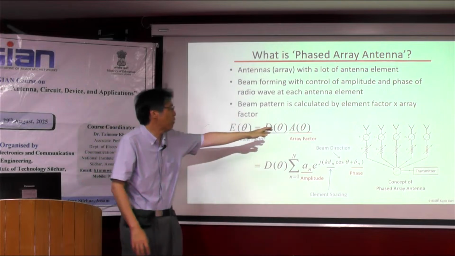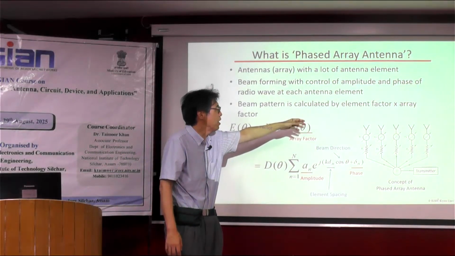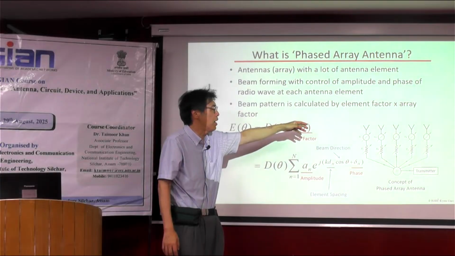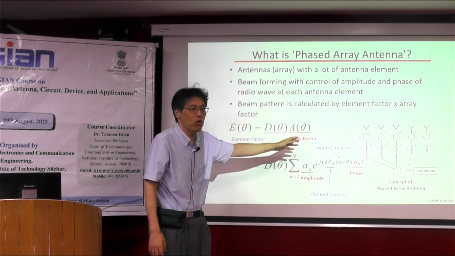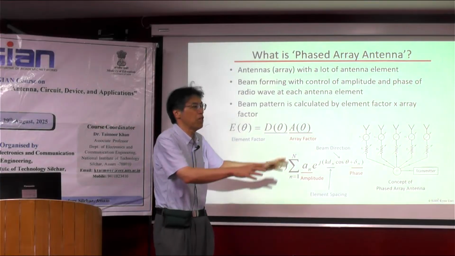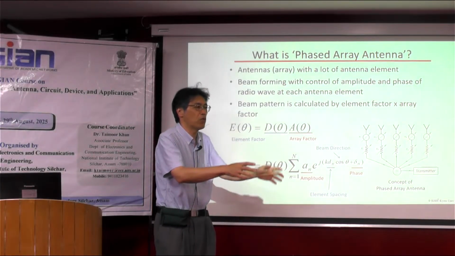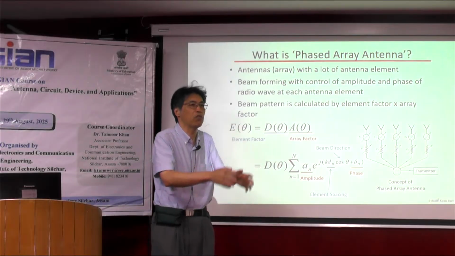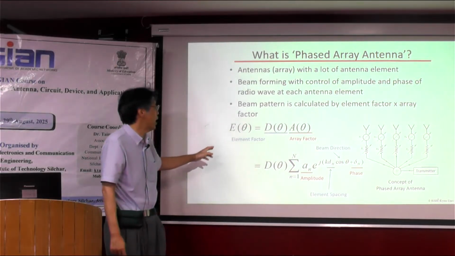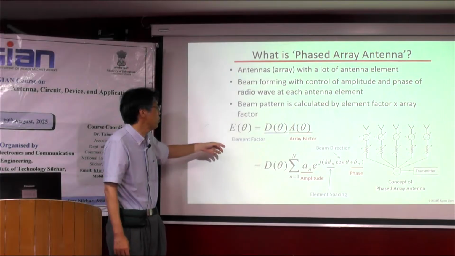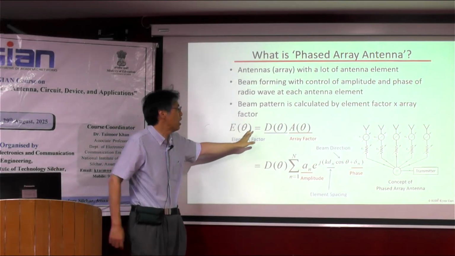So after transmitting a radio wave from the antenna, based on Maxwell's equations, all radiated waves are merged based on the amplitude difference and the phase difference. This is a formula to explain these phased array antennas.